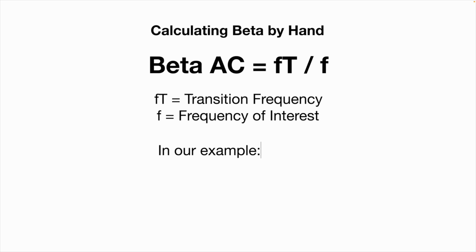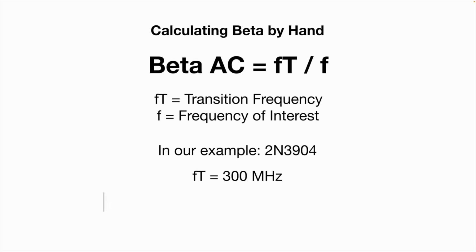Now, the transition frequency for a 2N3904 is usually quoted as 300 megahertz. And you might be tempted to think, well, what's the problem? We're trying to use it at 7 megahertz, that's well within spec. But you need to remember what the transition frequency actually is. This is the frequency at which the current gain of the transistor falls to 1, to unity. In other words, by 300 megahertz, it's not amplifying anything at all.